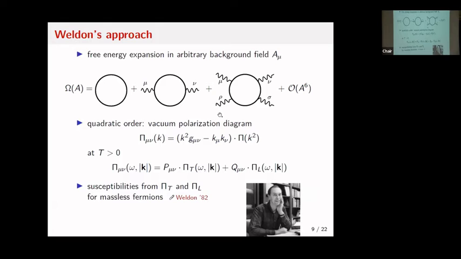And at 0 temperature, we all know from QFT how it looks like. At finite temperature, it looks more complicated because Lorentz invariance is partially broken. And then you have 2 different form factors. Longitudinal photons and transversal photons behave differently. And Weldon showed how to calculate the 2 susceptibilities from these transversal and longitudinal form factors. Okay, he did it actually for massless fermions. We are going to generalize this in a moment to massive fermions.